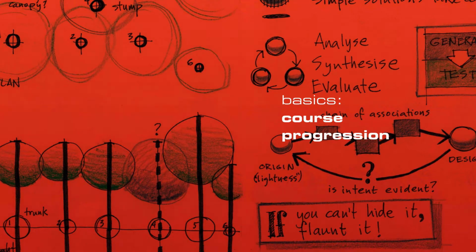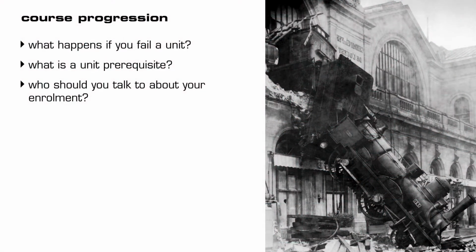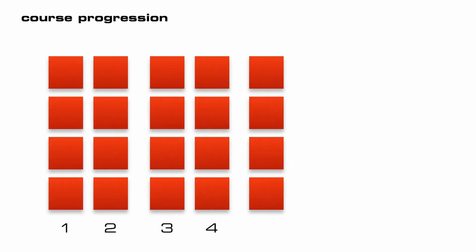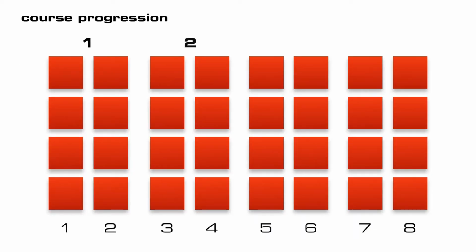This short video will discuss course progression and what happens if you have a problem that causes you to fail a unit. And indeed, what's a unit prerequisite and who should you talk to if you have enrolment questions. The Bachelor of Design consists of 4 units a semester over 8 semesters to make 4 years of study.